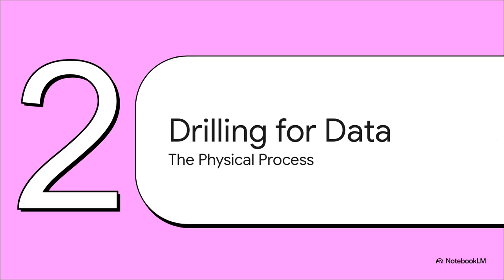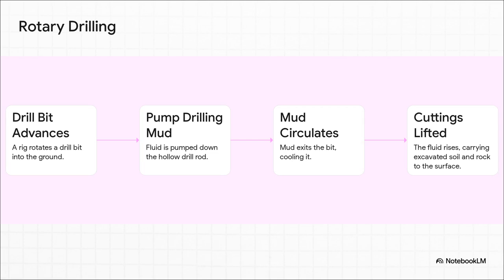Okay, so how on earth do you create that map and get those samples? Well, it all starts with drilling. We have to literally drill down to get the data. The go-to method for this is rotary drilling. You've got this big rig, and it's spinning a drill bit, just chewing its way into the ground. But here's where it gets really clever. As it's drilling, this special fluid, they call it drilling mud, is pumped down the drill rod. It shoots out of the bit and then flows back up to the surface, carrying all the ground-up bits of rock and soil with it.